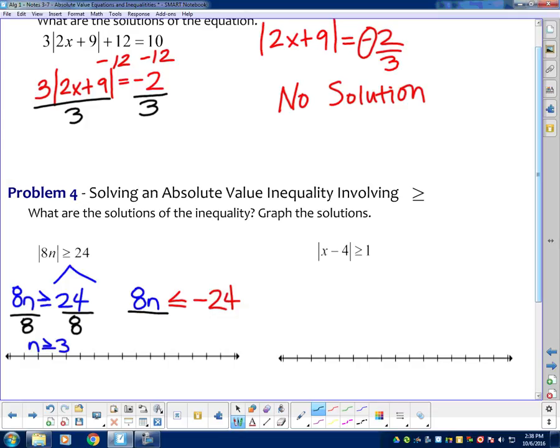And then if I divide this side by 8, I get n is less than or equal to negative 3. Okay? So we want to be able to either say this is an "and" or an "or." Brayden? Or.